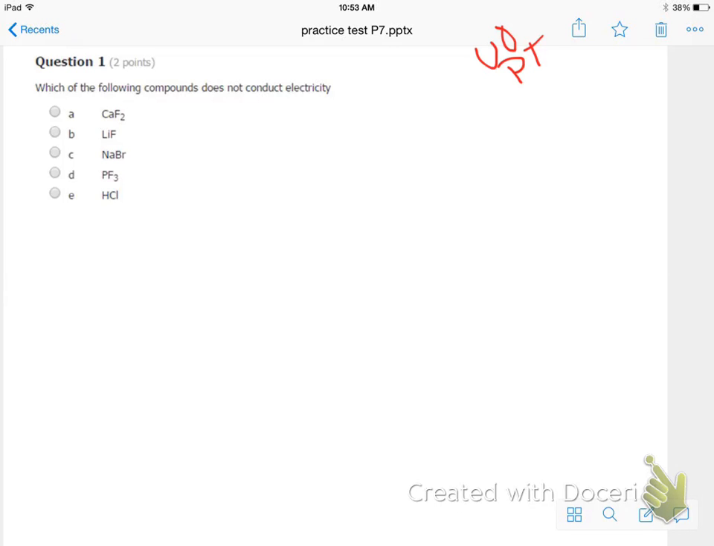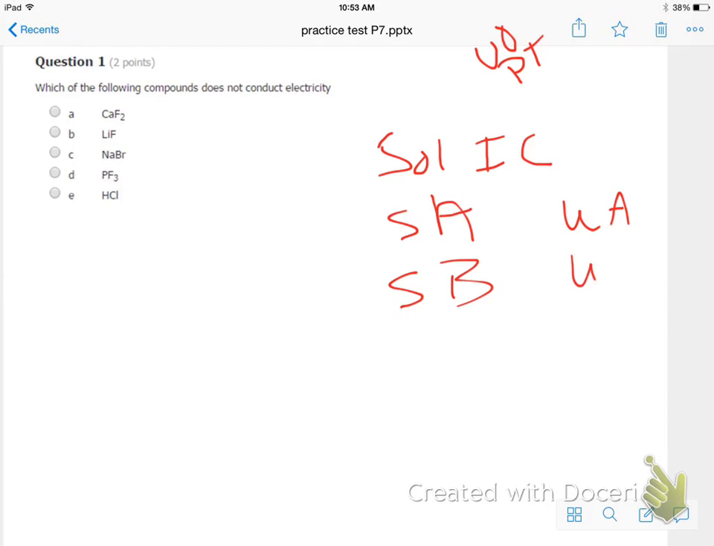Things that conduct electricity is anything that forms ions in solution. So that would be soluble ionic compounds. Acids, strong acids, and strong bases are strong electrolytes. You can have weak electrolytes that are weak acids or weak bases. So the things that don't conduct electricity are molecular compounds, things with covalent bonds. And you identify that because it starts with a nonmetal, so the answer here would be D or PF3.